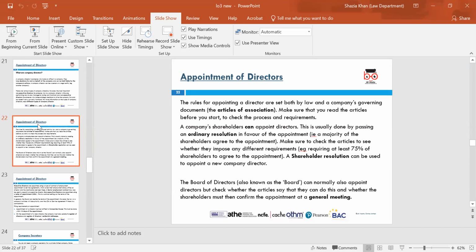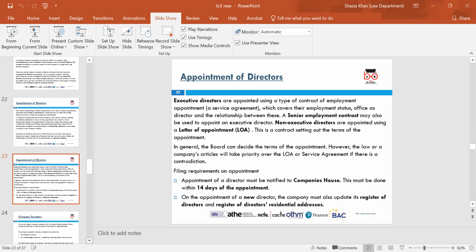Make sure to check the articles to see whether they impose any different requirements, for example, requiring at least 75% of the shareholders to agree the appointment. A shareholder resolution can be used to appoint a new company director. The board of directors, also known as the board, can normally also appoint directors, but check whether the articles say that they can do this and whether the shareholders must then confirm the appointment at a general meeting.